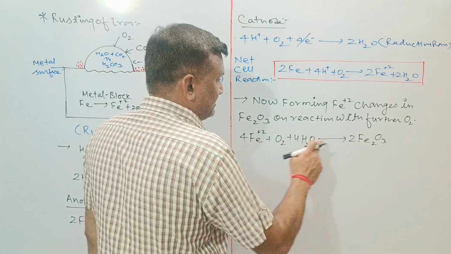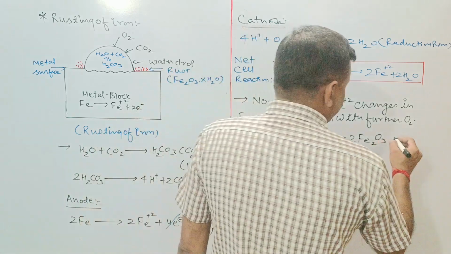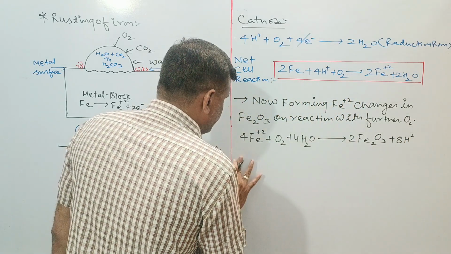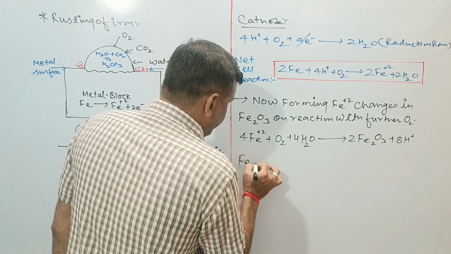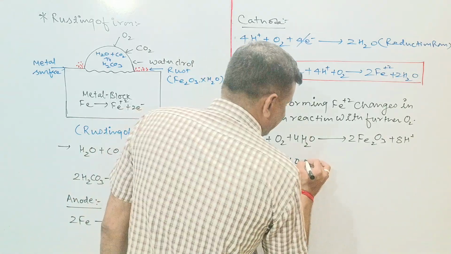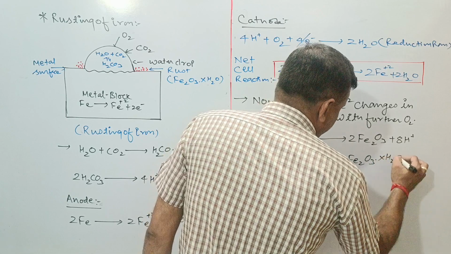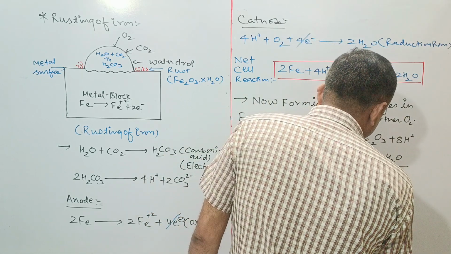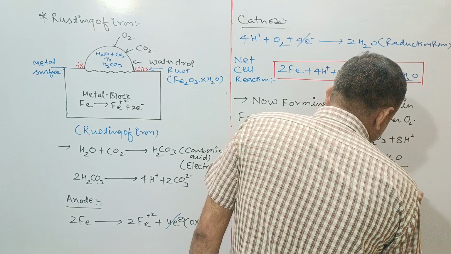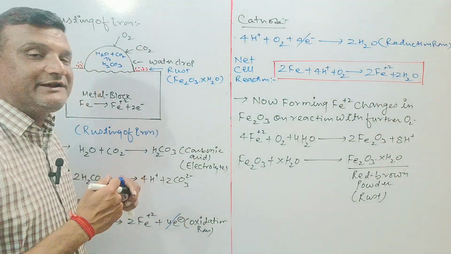Fe is balance, oxygen is 3 to the 6, so here is 2 and 4 6, rest it will be release of 8 of H plus, and further this Fe2O3 becomes hydrated and changes into a red brown Fe2O3·xH2O powder, which is called rust. So this was about the process of rusting of iron.